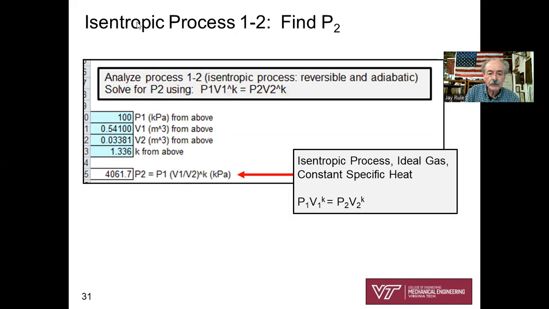So what we're going to do is use our handy PV to the K is constant relationship. And for this diesel analysis, we have V2 and V1, so we have that volume ratio. So P2 becomes easy to find. P2 is simply P1 times V1 over V2 to the K, and K is a number. Calculator work, so P2 falls right out, 4,061.7 kPa. That's P2.